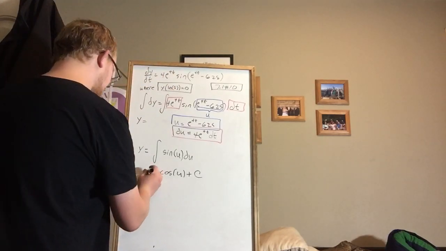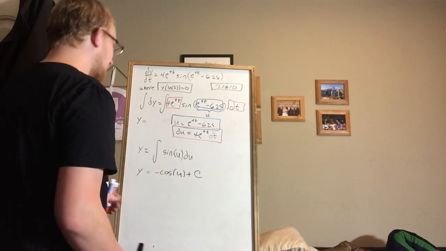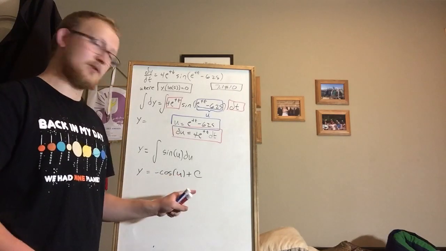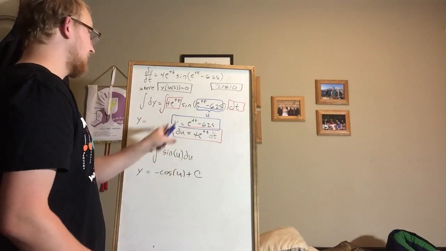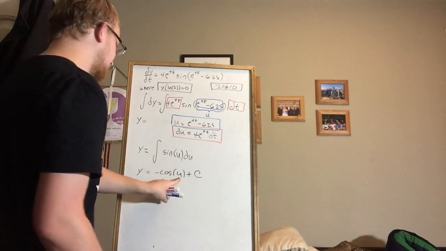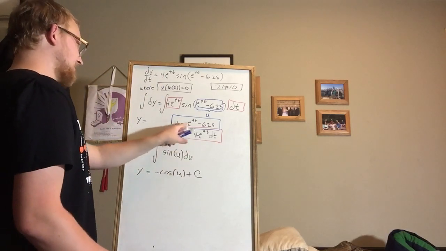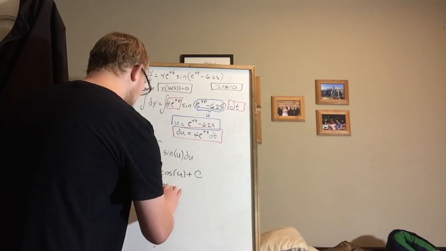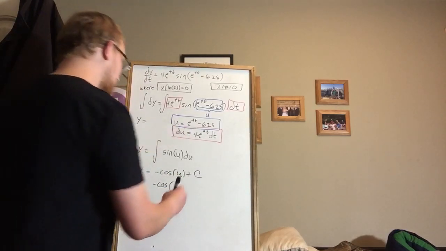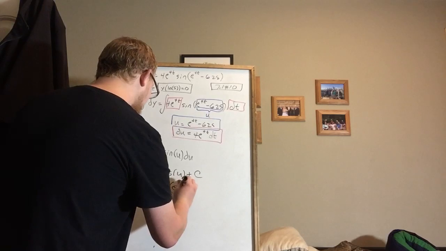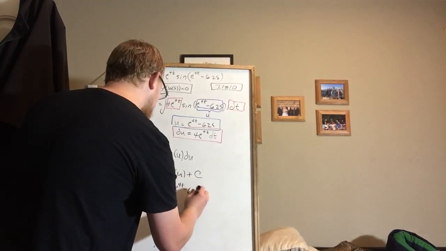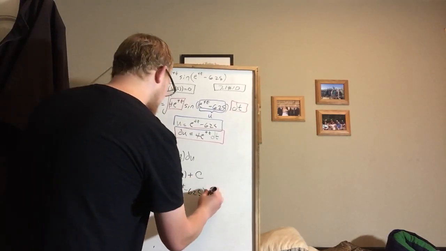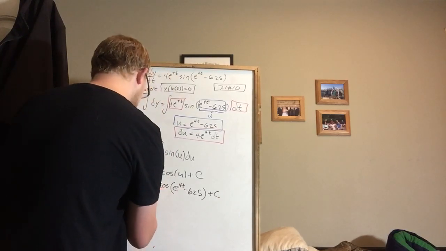Next step here, we've got this set equal to y. We're not interested in u, we're interested in y and x. Or, I'm sorry, we're interested in y and t. So let's go ahead and substitute what u is in terms of t back in. So negative cosine of u, which is equal to e to the 4t minus 625 plus c equals y.